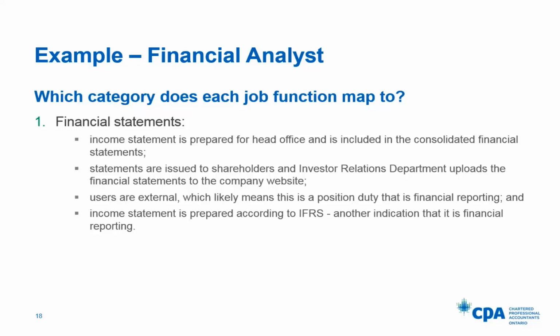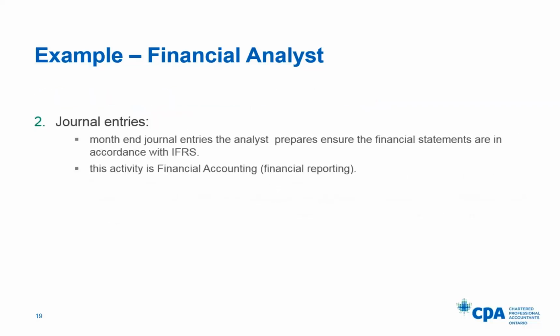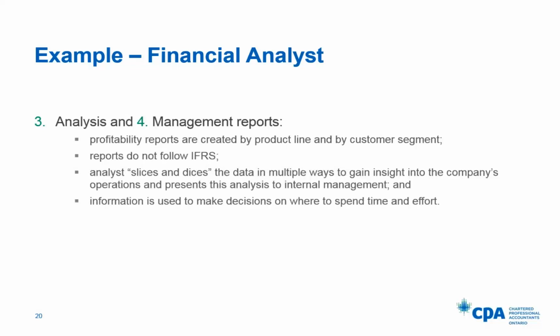The next one is journal entries. Here these journal entries are being prepared in accordance with IFRS, and journal entries are also something you would find under the financial reporting competency area. It's actually the second one there. So again, this falls under the financial reporting area. Then let's move on to analysis and management reports. Those are the other two job functions that this particular financial analyst works on.